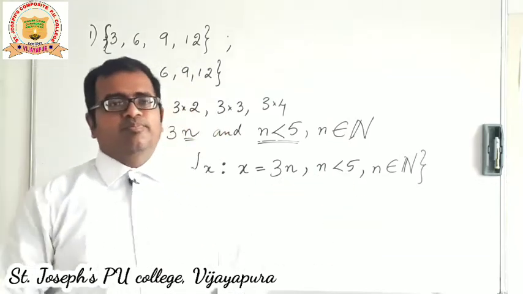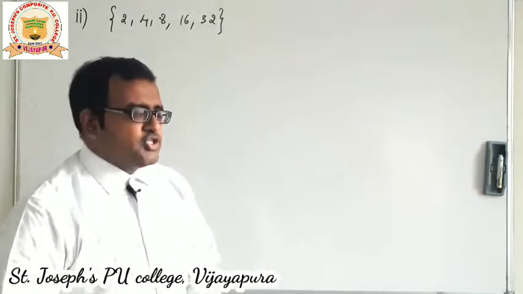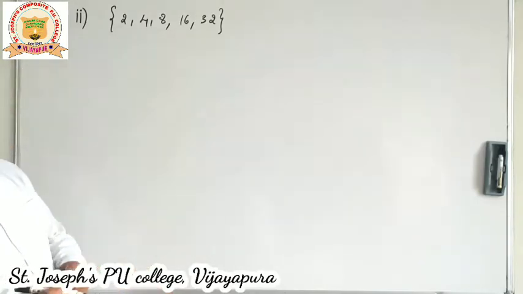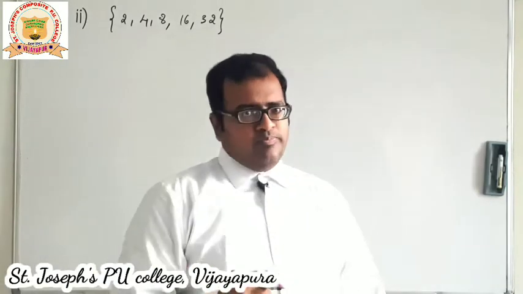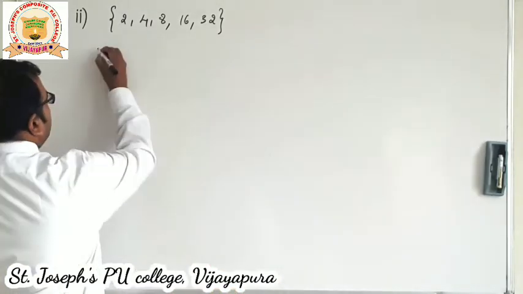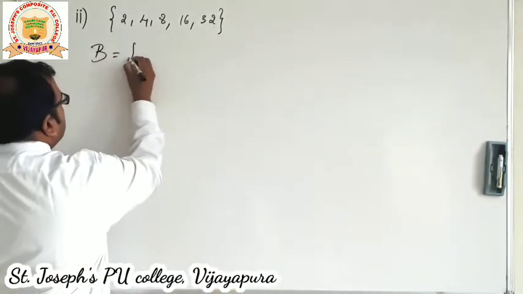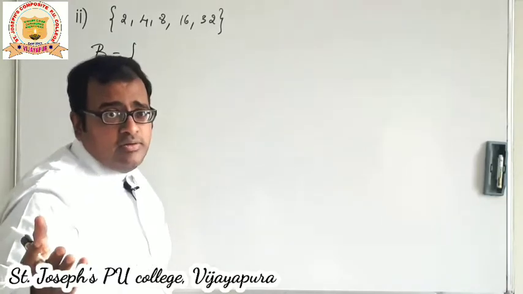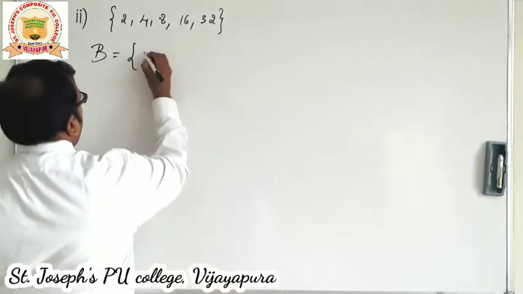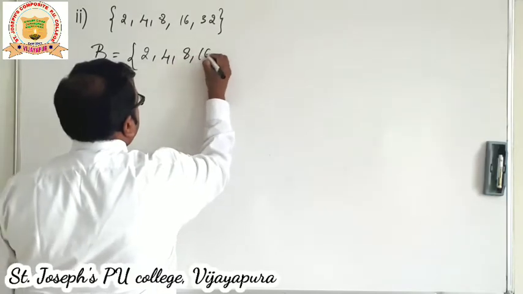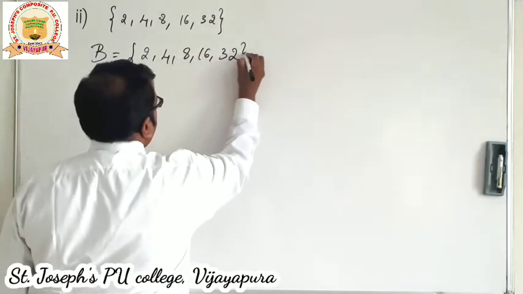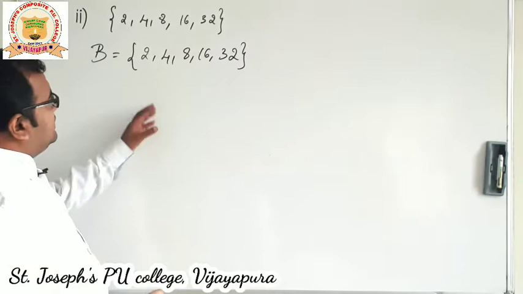Here you go. Second sub question. A set with elements 2, 4, 8, 16, 32. Now let us call it with a name. I'll call it B. You can give any capital letter from the alphabet. So 2, 4, 8, 16, 32. Now let us have a look at the numbers.